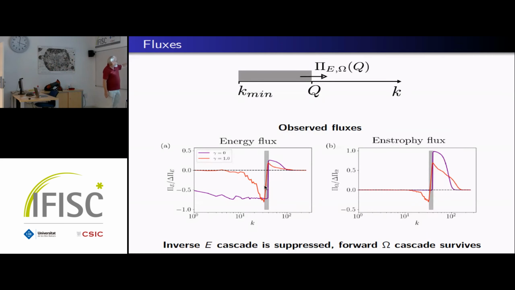You can also think about this in terms of the fluxes of energy. So here is the flux of energy as a function of the wave number. Here is the forcing band, and you can see that when gamma is 0, you have a large negative flux. That's the inverse energy cascade.